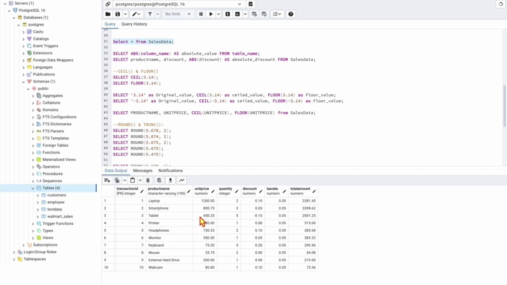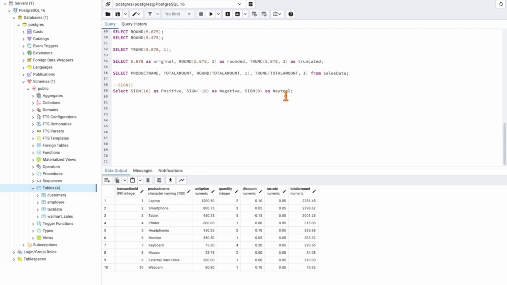So you have unit price as minus 300 for a product name printer, right? Let's execute that quickly. I'm copying this. Sign of unit price. What is the expected output here? Except for printer, the sign of unit price is 1, and for printer, it is expected to see minus 1. Let's take a look at it.